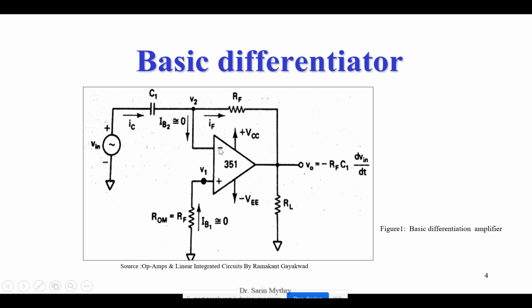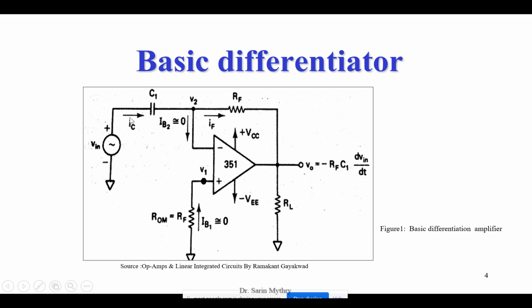Why? Because there is a high input impedance at the input terminals. Because of the high input impedance at the input terminals, the bias currents IB1 and IB2 are equal to 0 and V1 is equal to 0, due to the concept of virtual ground.